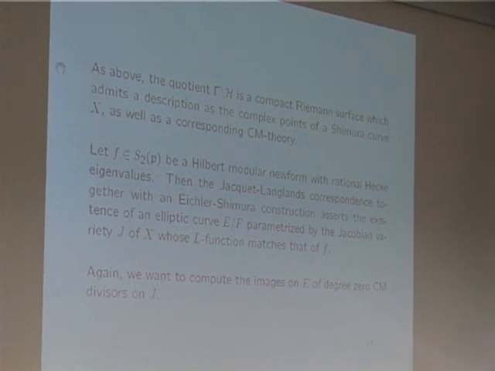And moreover, what we want, of course, is the elliptic curve's L-function to match the Hilbert modular form's L-function. And this, in fact, happens. And again, we want to compute the images on E of the degree 0 CM divisors on this Shimura curve, on the Shimura Jacobian J. And this will give us points algebraic over certain class fields of CM fields.